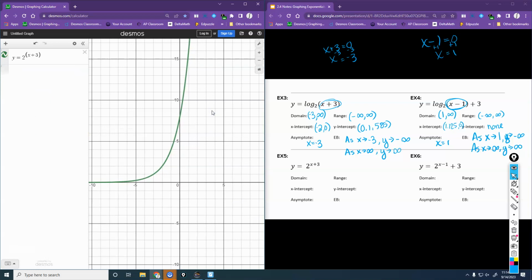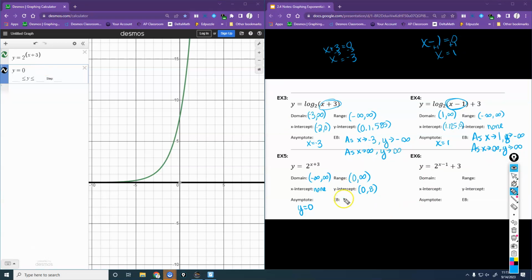Okay. What is domain for an exponential? Negative infinity, positive infinity, always. Okay. What's the range on this one? 0 to infinity. Okay? Does it have an x-intercept? None. Y-intercept? 0, 8. Okay? What's the equation for my asymptote? Y equals 0. Always type it in to make sure it looks right. Y equals 0. Yeah, that looks good.